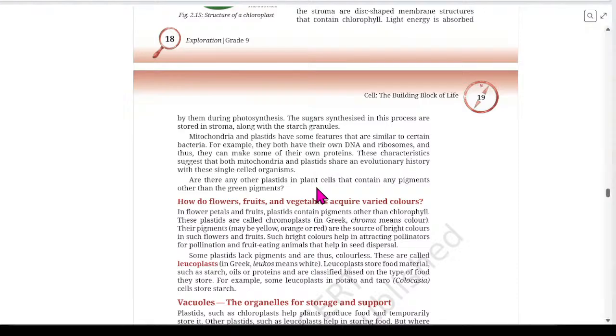Are there any other plastids in plant cells that contain any pigments other than the green pigments? How do flowers, fruits, and vegetables acquire various colors? In flowers, petals, and fruits, plastids contain pigments other than chlorophyll. These plastids are called chromoplasts, which has been derived from a Greek word chroma meaning color. Their pigments may be yellow, orange, or red, and are the source of bright colors in such flowers and fruits. Such bright colors help in attracting the pollinators for pollination and fruit-eating animals that help in the seed dispersal.